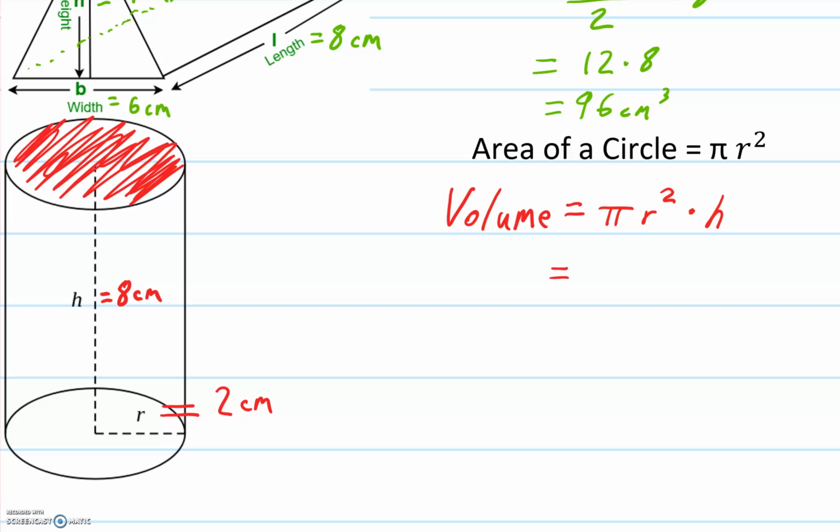So pi r squared, well, pi is just pi. r is, in this case, 2, and h is 8. So 2 times 2 is 4. 4 times 8 is 32 pi. And if we find that as a numerical value, we get 100.5. Oh wow, that's almost dead on 100. So if we want to, we can round up to 101 centimeters cubed.